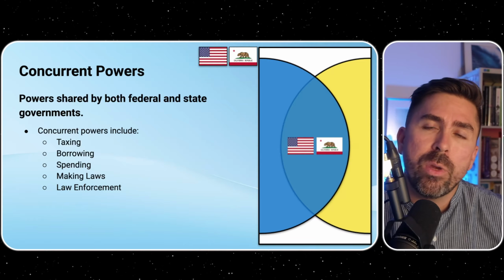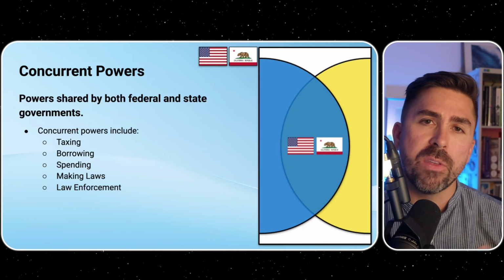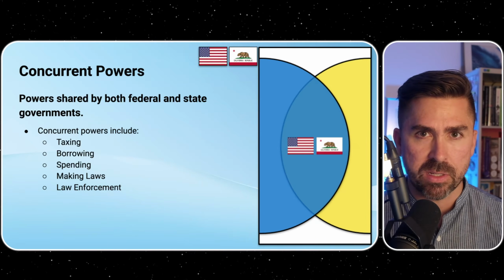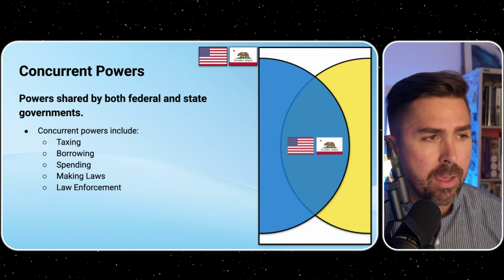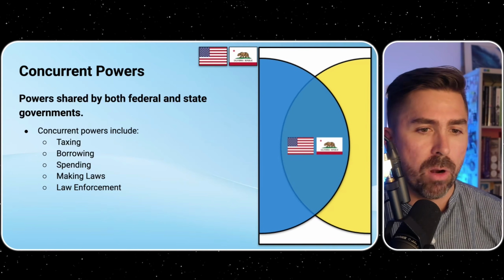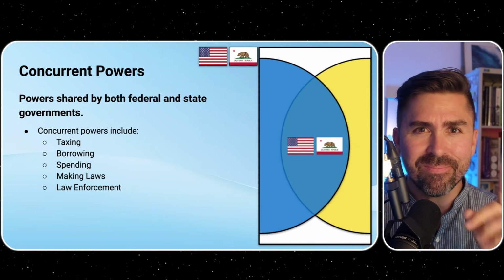And so when we use this term concurrent powers, what we're referring to are these powers that are not exclusive to either the national government or the states. They both get to do it. They both have these powers. And there are a number of different concurrent powers, but the most important ones you'll find here on this slide, the big ones having to do with money.